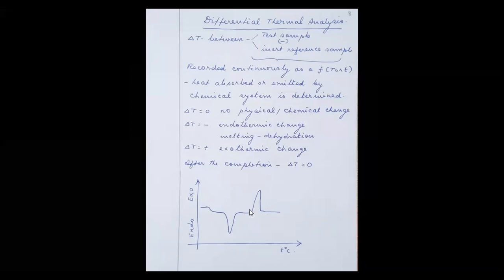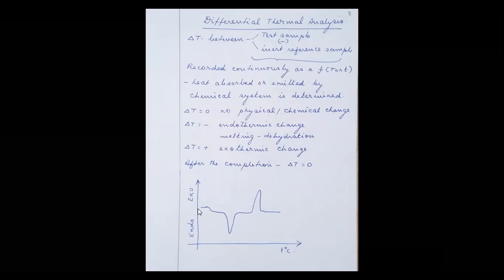So the normal curve for the differential thermal analysis, you will be getting like this. Look here. Let me say this point is zero. This is delta T, the temperature difference between the sample and the reference. So this is zero.